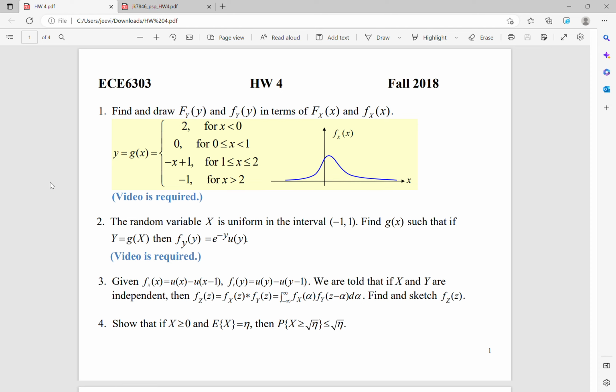The random variable x is uniform in the interval -1 to 1. We're supposed to find g of x such that if y is equal to g of x, then the probability distribution function, that is f of y, is equal to e power of minus y into u of y. Now let's look at the solving for this question.